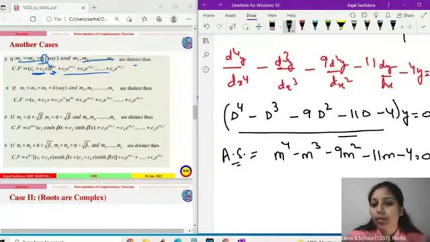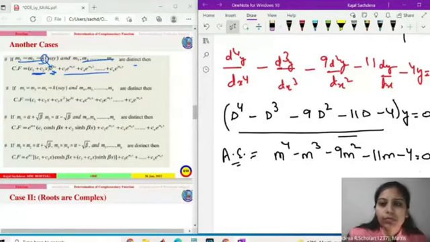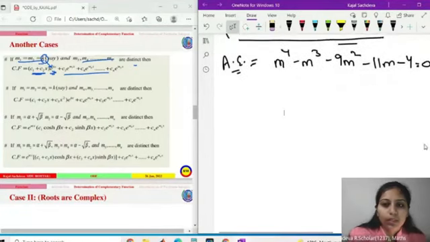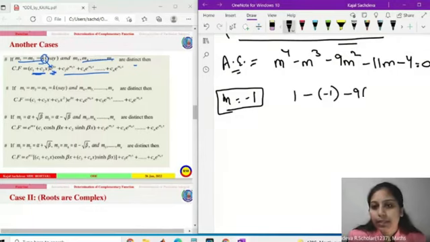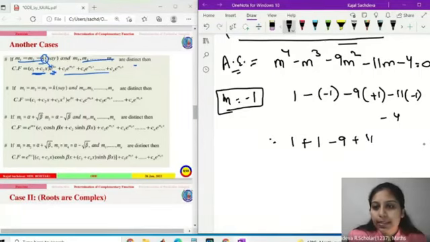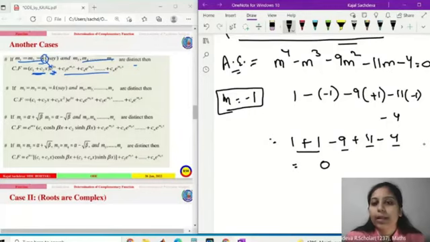How can we find the roots here? By hit and trial, can anyone tell what is the root here? Just check, if we put 1 here, we get this whole negative, which cannot be neutralized by only 1. But if we use m is equal to minus 1 here, we get 1 minus 1 cube is minus 1, 9 minus 1 square is plus 1, minus 11 into minus 1 minus 4, which is 1 plus 1 minus 9 plus 11 minus 4. So here we can see 13 and negative of 13, which will be equal to 0. So m is equal to -1 is one root.